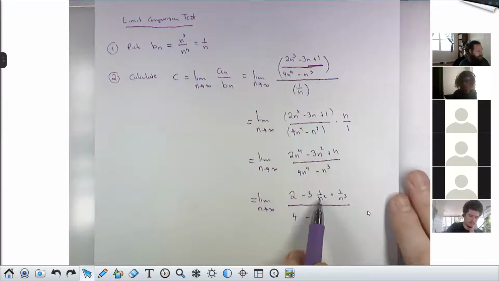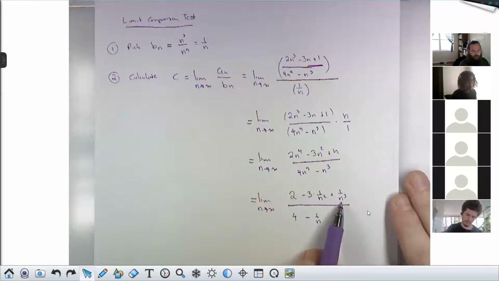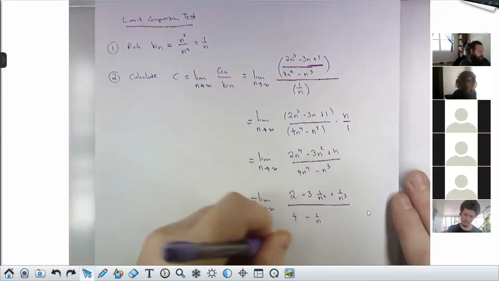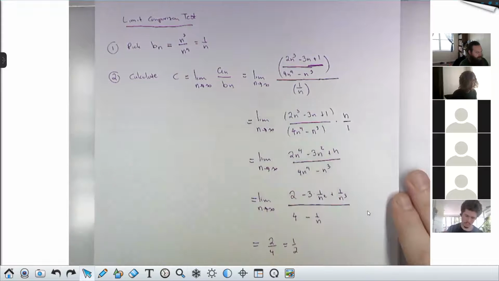And now you see that this term is going to 0 as n goes to infinity. This term is going to 0 as n goes to infinity. And this term is going to 0 as n goes to infinity. So you get 2/4, or 1/2 for C.